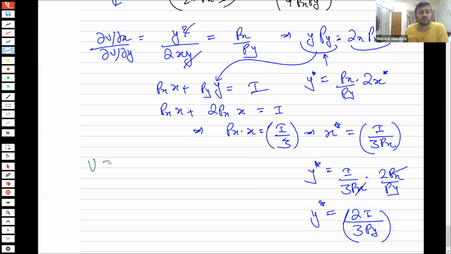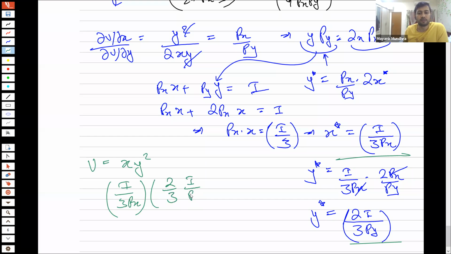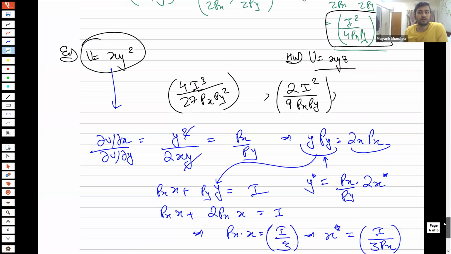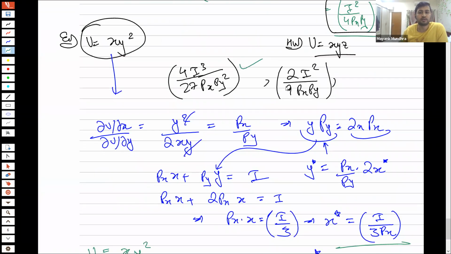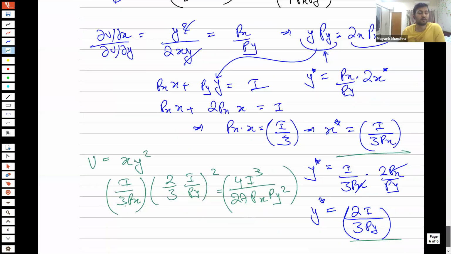Now, final thing, utility is xy square. So instead of x, you write I by 3px. And instead of y, you write 2 by 3 I by py whole square. So this whole square is important. So what you get is 4i cube by 9 into, 3 into 9 is 27px into py square. Right? So 4i cube by 27px py square. So yeah, this one's the correct answer.